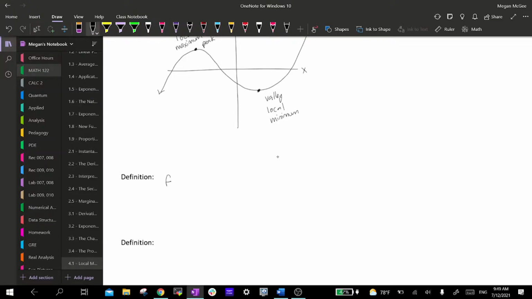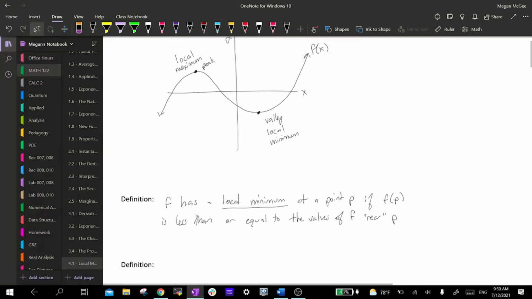So, a function f has a local minimum at a point P if f of P is less than or equal to the values of f near, I'm putting near in quotes for a second, near this point P. Alright, because near is a little bit subjective, but let's go ahead and take a look at our drawing.